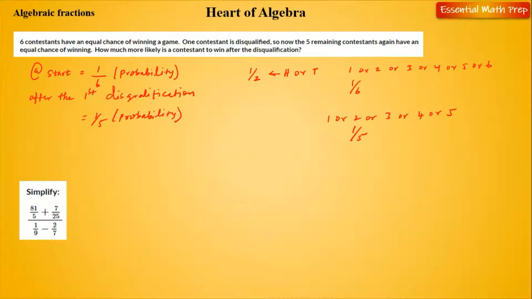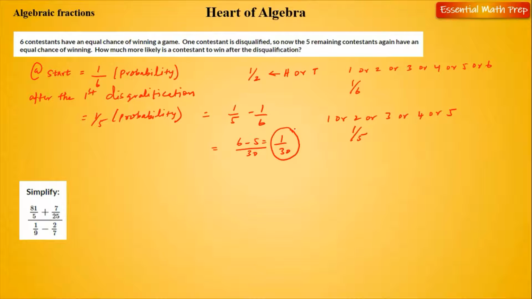So how much more likely is the contestant to win after the disqualification? We're not quite done with the problem. This is just the probability of one of the 5 candidates. After the disqualification, it'll be, well, your chances are greatly diminished because you could be the next person axed out of the game, right? So it'll be 1 over 5 minus 1 over 6 is the net probability that you could win the game. So the common factor is 30 in the denominator, so it'll be 6 minus 5. So it's 1 over 30 is your net probability of winning the game.